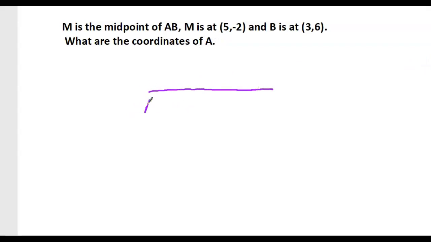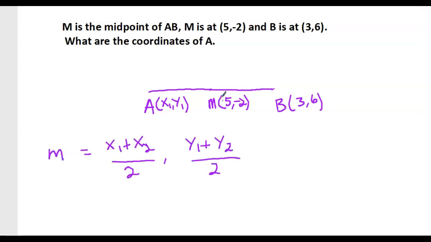So you draw your A and B, and you have your midpoint M, which has been given to us as (5, -2), and the point B has been given to us as (3, 6). You don't know point A, so you can call it (x1, y1). So here the formula will help us because we know the midpoint. We can say that this is x2 and y2. So we can plug in the numbers.